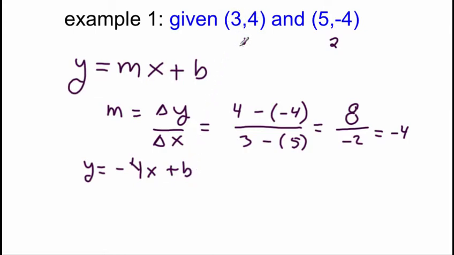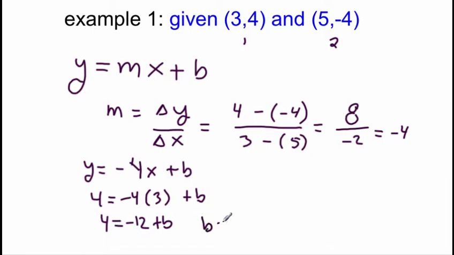Now let's take 3 and 4 because that's simpler than negative 4 and 5. So x is equal to 3, so that's negative 4 times 3. I have the unknown b here, and then y is equal to 4, so that's 4 equal to negative 12 plus b. We add 12 to both sides, and we have finally that b is equal to 16.